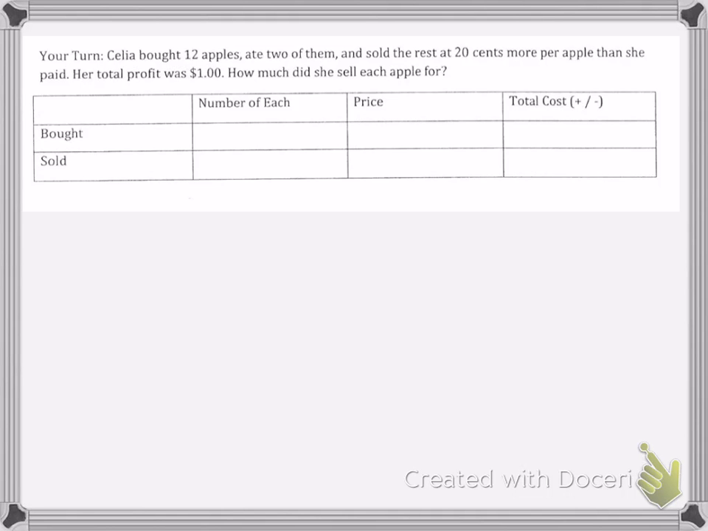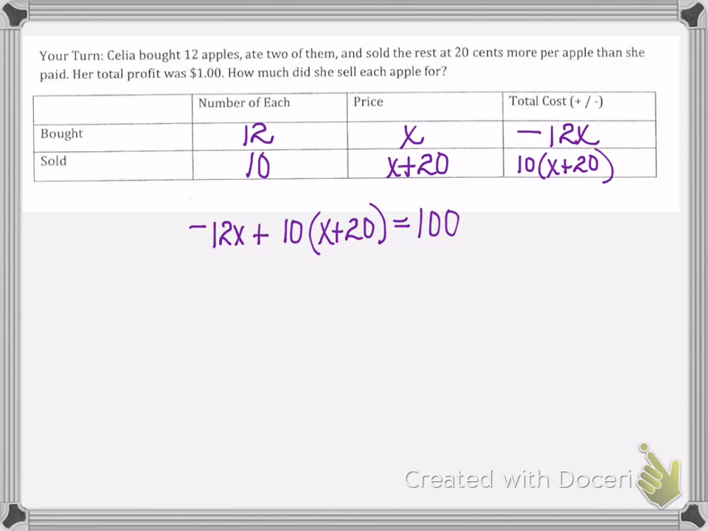Go ahead and pause the video and see if you can fill in the chart. So looking at our word problem, we know that she bought 12 apples. That's my number of each bought. She ate 2 of them, so selling the rest means that she was only able to sell 10 apples. I'm going to put my values in cents. I don't know what she bought them for, so I'm calling that price X, but we know that when she turned around and sold each apple, they were 20 cents more per apple than when she bought them.